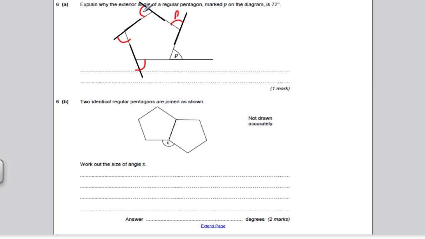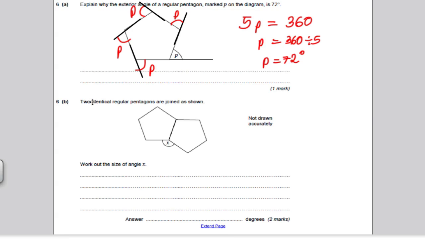So each of these is P, and we know that 5P, all the exterior angles of any polygon, but in this pentagon in particular, always add to 360. So P must be 360 divided by 5, which is 72 as required. So P is equal to 72 degrees.